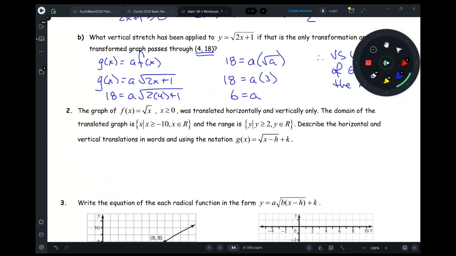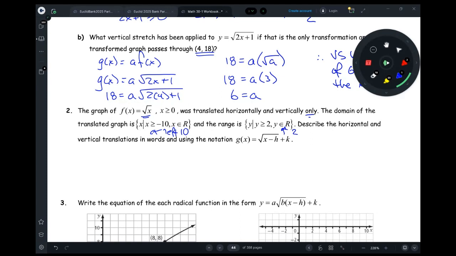Next, we've got f of x is equal to root x. We're going to translate that horizontally and vertically only. So by using the word only, what they're trying to tell you is that we're not stretching it. The domain is x is greater than or equal to negative 10, so that looks like it's moved to the left 10. And the range is greater than or equal to 2, which looks like it's been moved up. Whoops. Sorry, I don't know why I did it like that. I want to go like this. Up 2. So how do I do that?